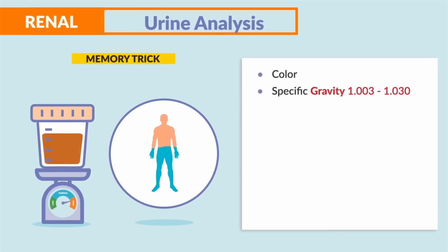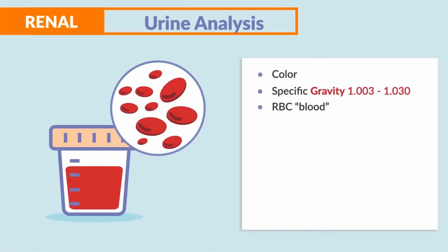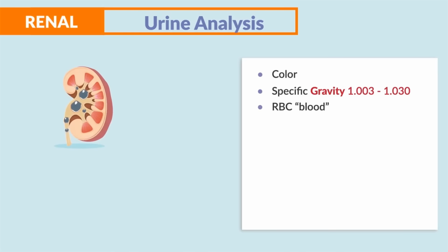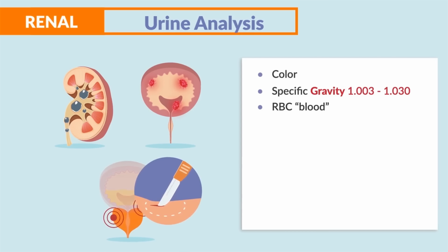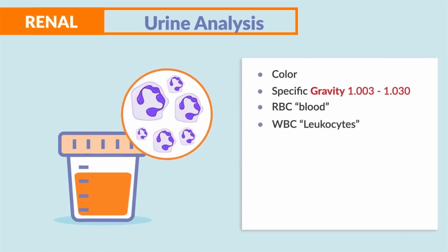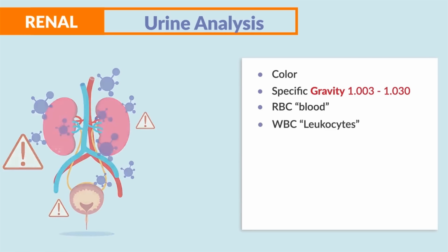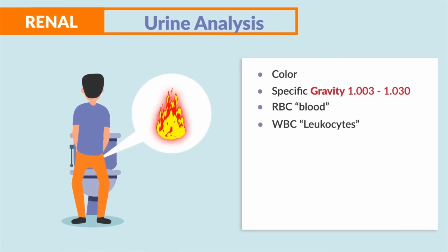Now be sure to memorize these numbers because the last thing you want to do is get those zeros and threes confused. Now if you see RBCs or blood inside the urine, this is known as hematuria, typically due to kidney stones, bladder cancer, or even trauma, like after prostate surgery or a procedure. And WBCs, those leukocytes, mean general infection like a UTI or a kidney infection. So clients will complain of burning during urination.